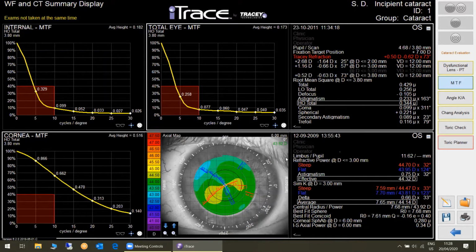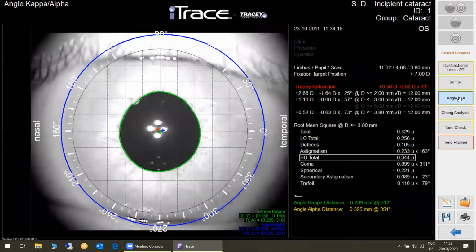Okay, so then I have a third button called angle kappa and alpha. Here you see those 4 white lines is the first Purkinje reflex. And the center of the reflex is the red cross. That's your visual axis or the closest approximation. The green circle is the pupil. So the green cross is the center of the pupil, and the distance between green and red is what we call angle kappa.